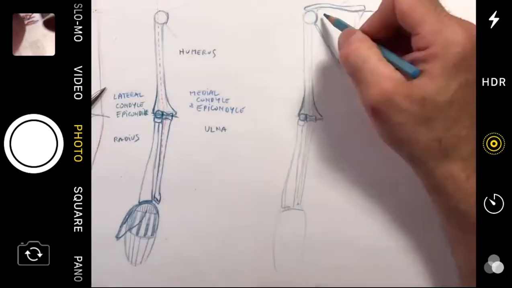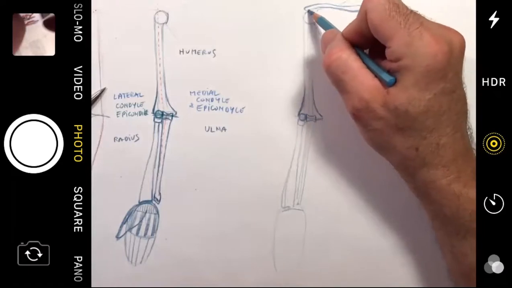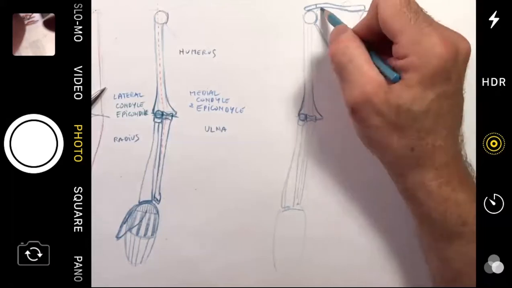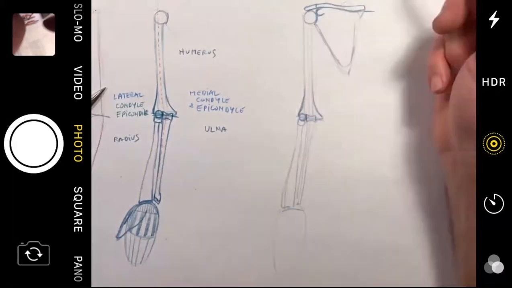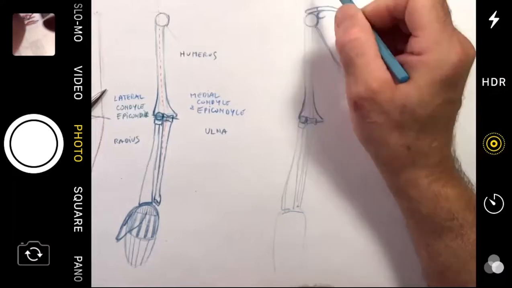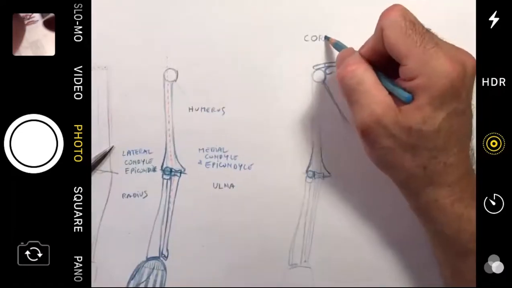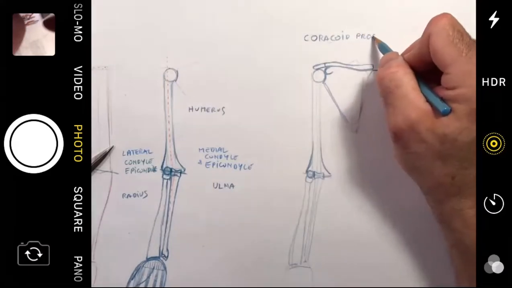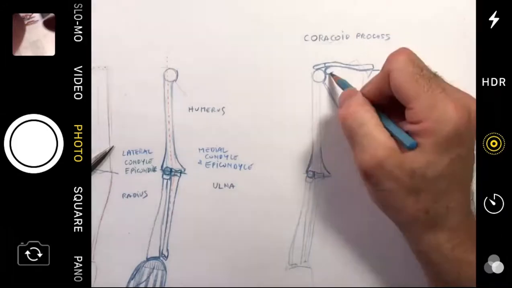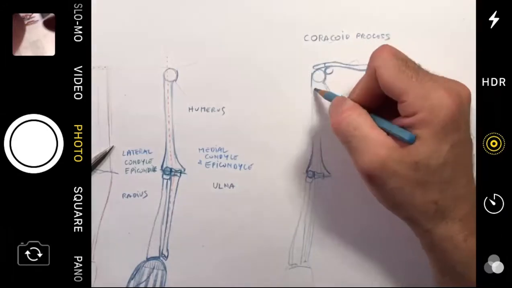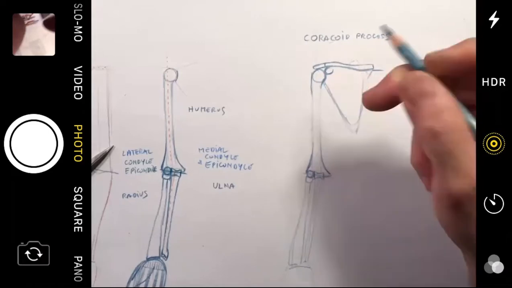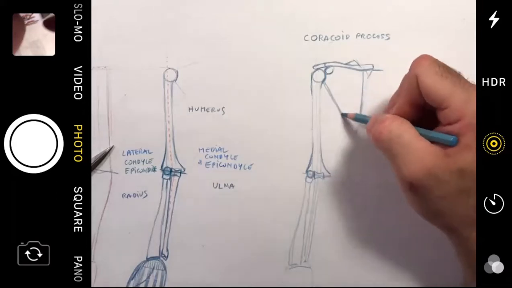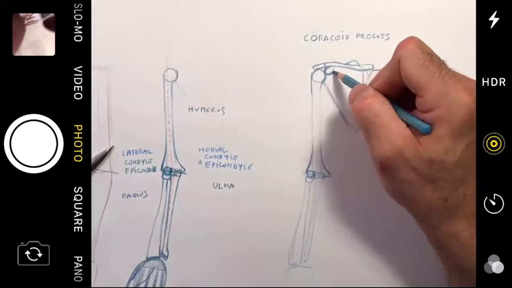So now next to the head of the humerus here, and just below the clavicle here, I have the coracoid process, a little bump here. It's called coracoid process, right? And we're going to see these again later. Now we just need to draw a very essential skeleton of the arm, right?